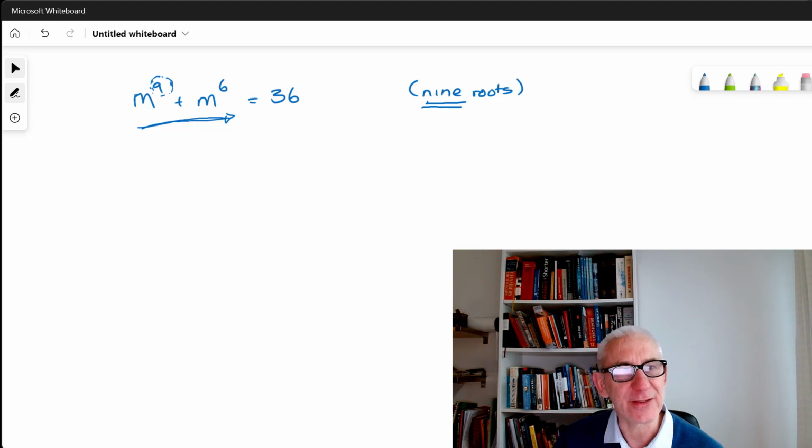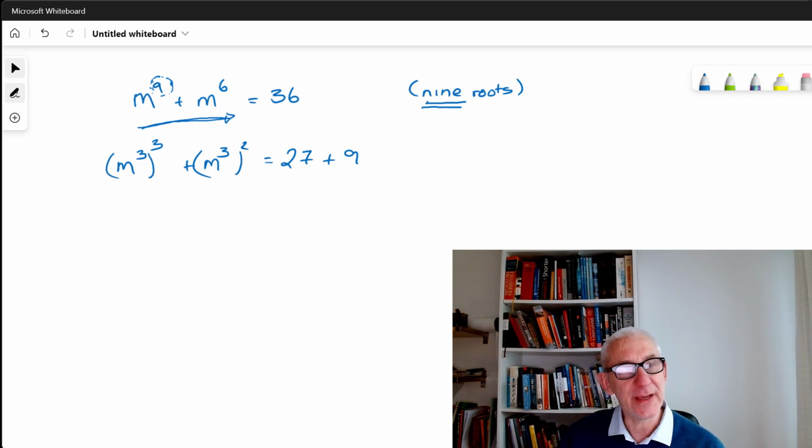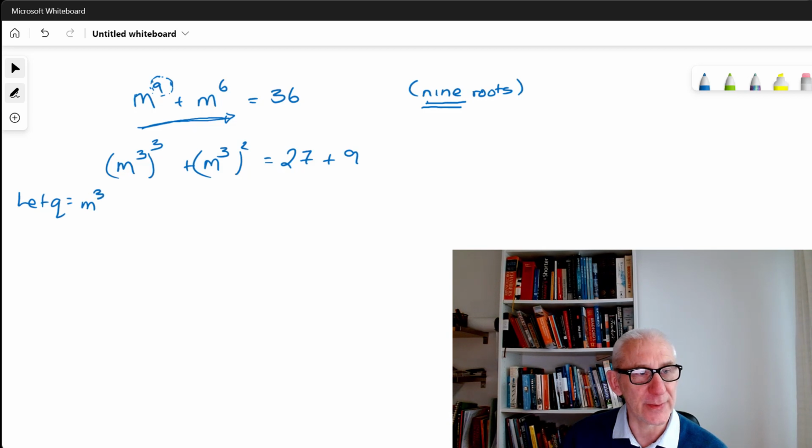So how are we going to crack this? Well, notice first of all that the 9 and the 6 have a common factor of 3. So I'm just going to rewrite that: m to the 3 plus m to the 3 to the 2 equals, and let's speed things up a bit. Let's recognize that 36 is equal to 27 plus 9. So here I'm just going to let q equal m cubed, and then we can continue with a simplified notation.